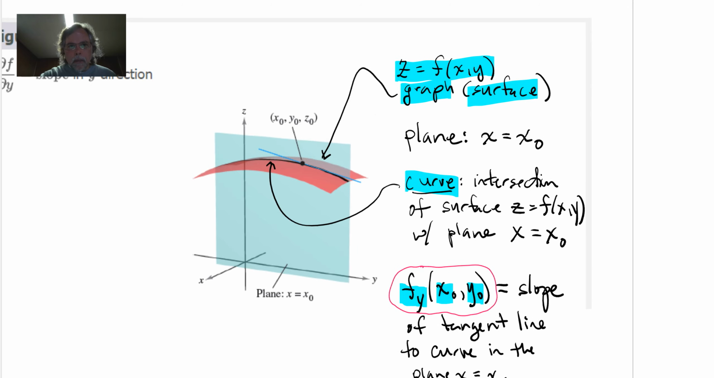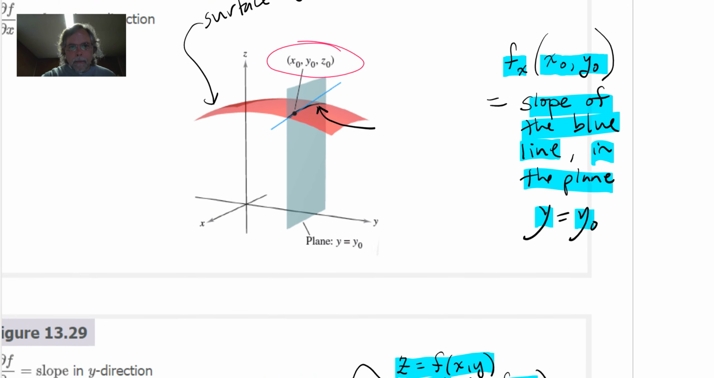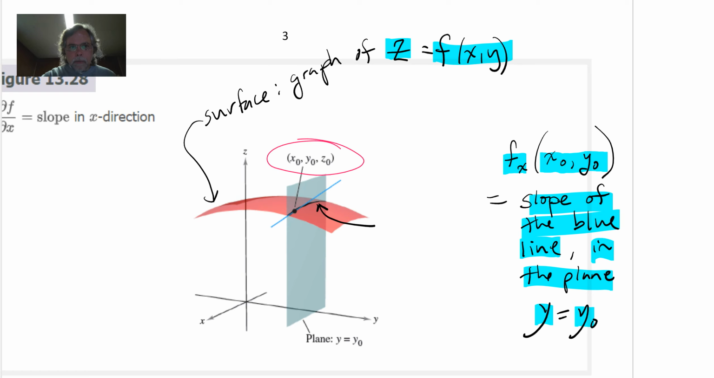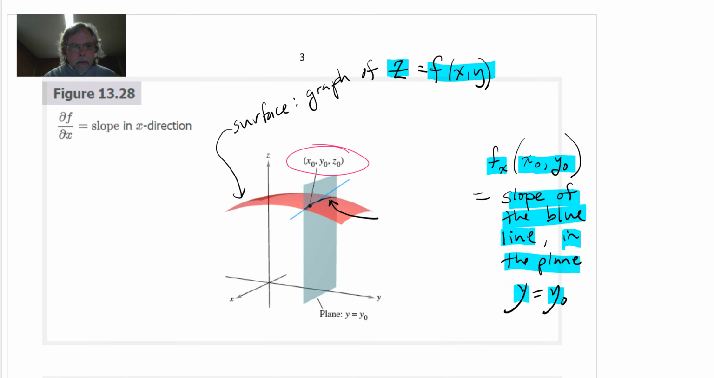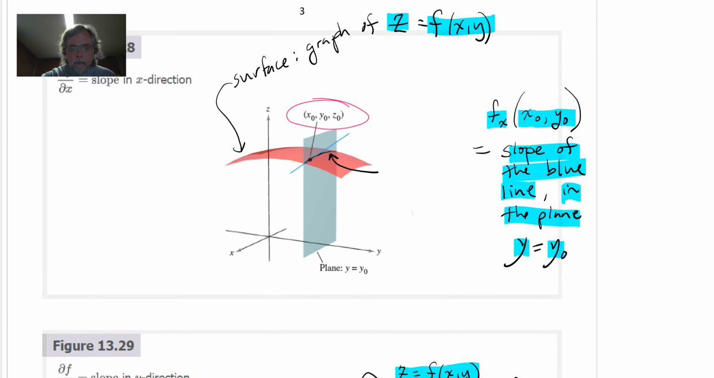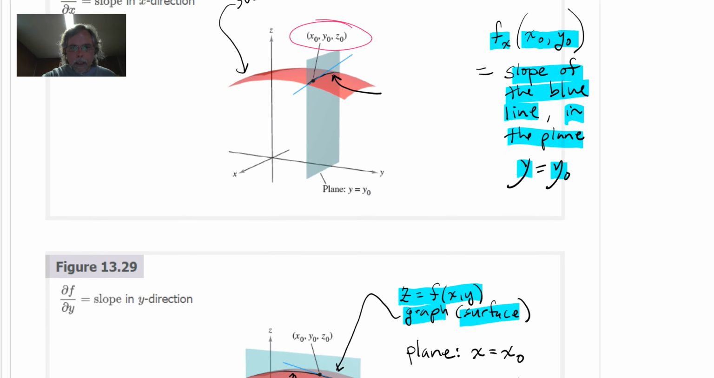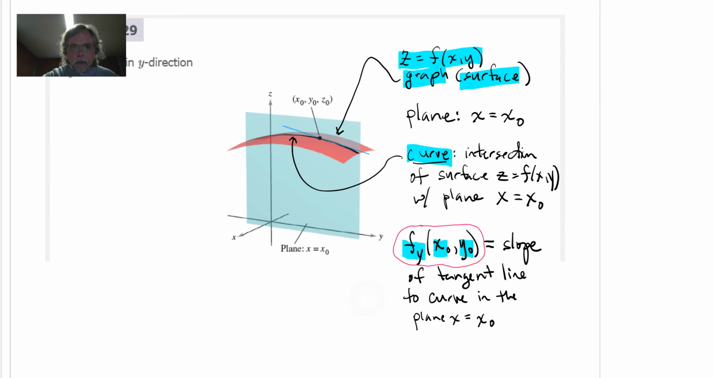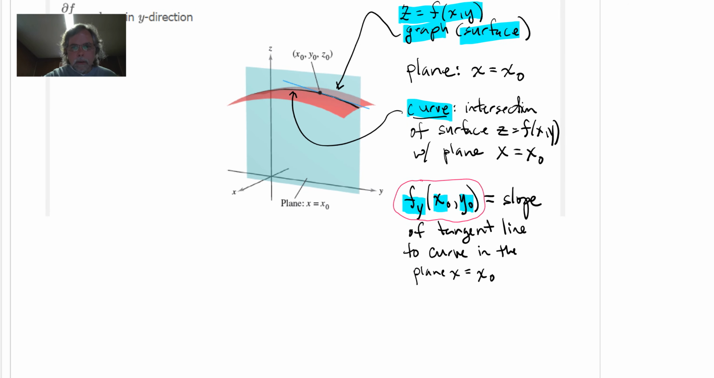And similarly, just to back up here, the partial derivative with respect to x is the slope in the x direction at that point, because the plane y equals y0 in this diagram is parallel to the xz plane. So the blue line is in the x direction in the first diagram, and the blue line is in the y direction in the second diagram.